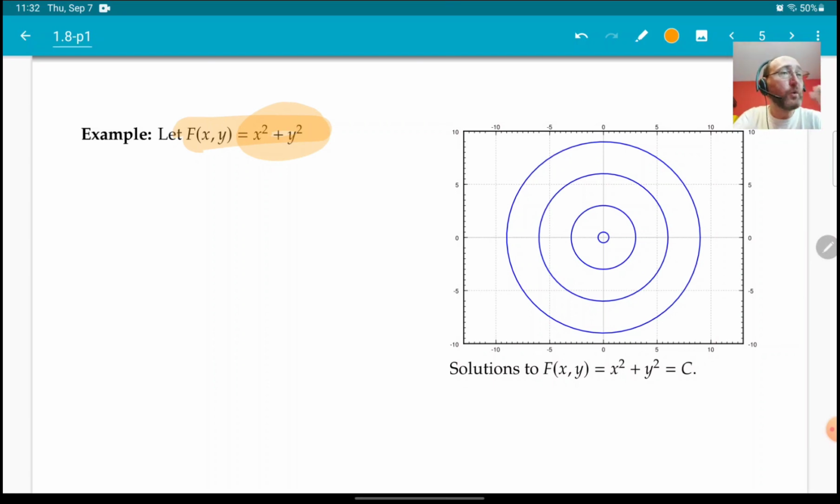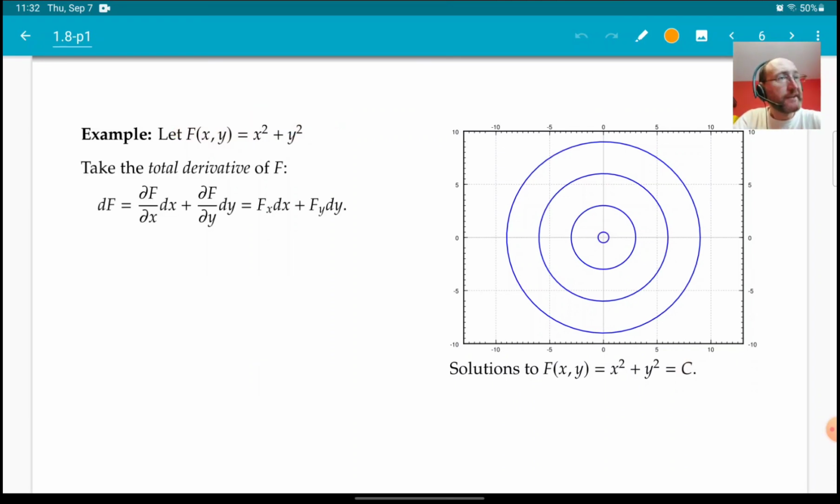If I look at where x squared plus y squared is constant, those are precisely circles in the plane. It's a circle centered at the origin, and the square root of c would be the radius. So that's what we should be getting, and those would be our implicit solutions. But we don't know the equation yet.